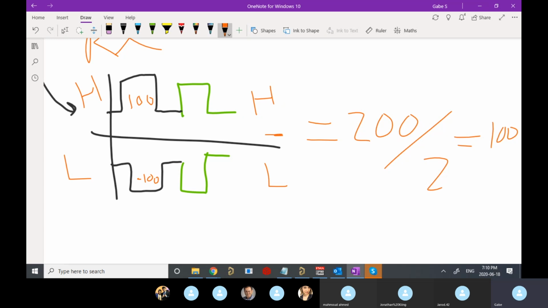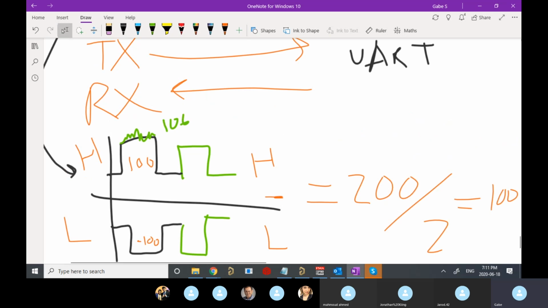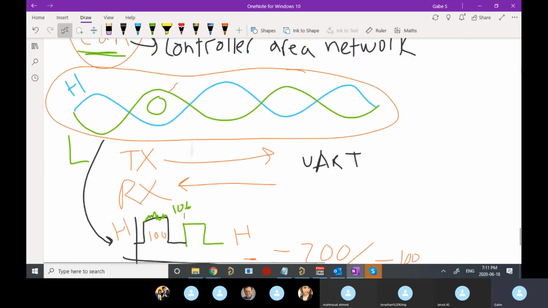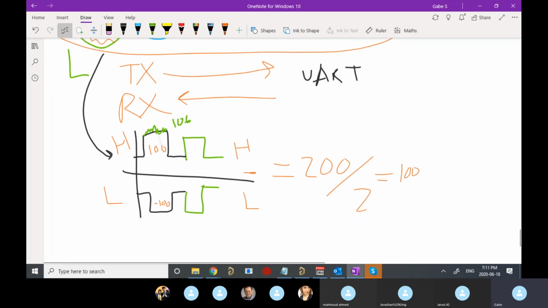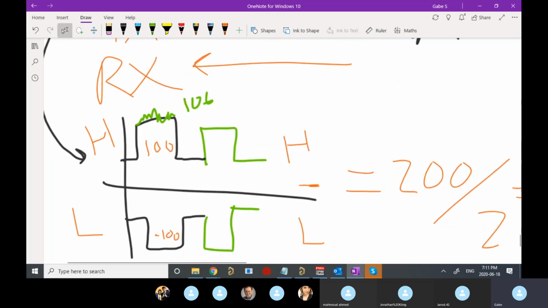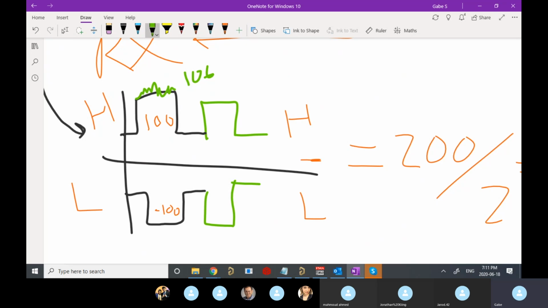Now imagine you get a little bit of noise here. So maybe what I'm actually seeing is not 100, but 106 because of the noise, right? Because we've twisted the pairs so closely, the noise that shows up on one line is going to be the exact same noise that shows up on the other line. So if I saw that amount of noise on my high, I'm going to see that exact same amount of noise on my low, right?